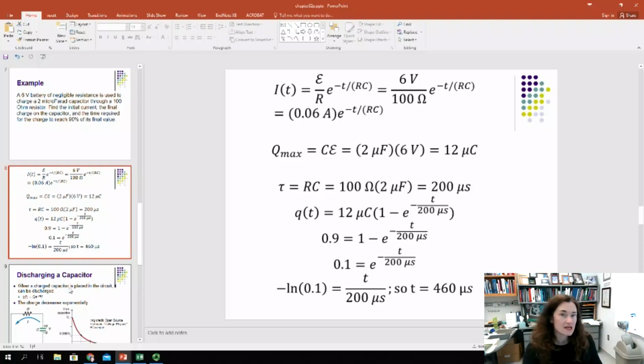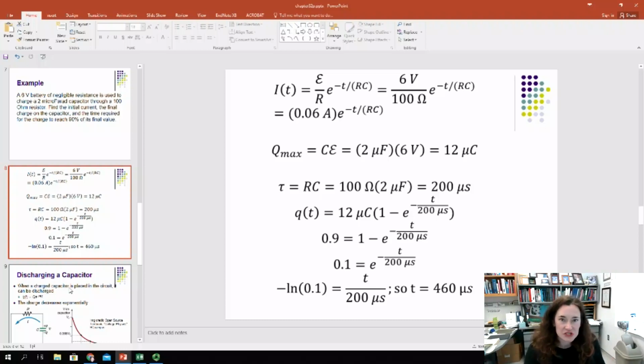Okay? If you don't quite get how I got to this point, I think it's worth it to pause the video and think through why the left-hand side of that equation would be 0.9 at 90% of the max charge. So pause it now if you need to think that through. Otherwise, I'm going to continue.